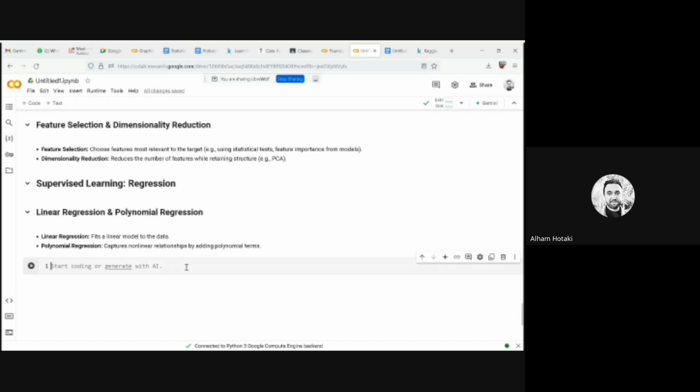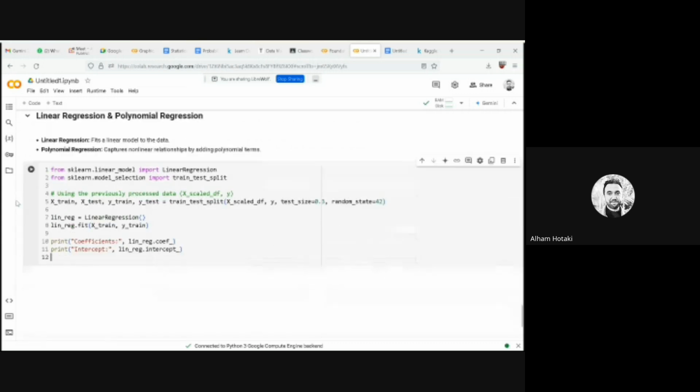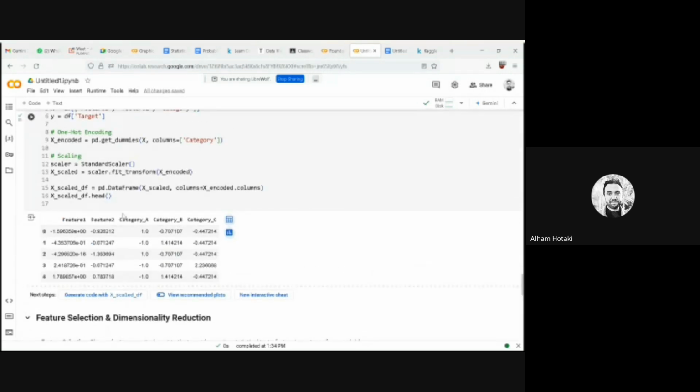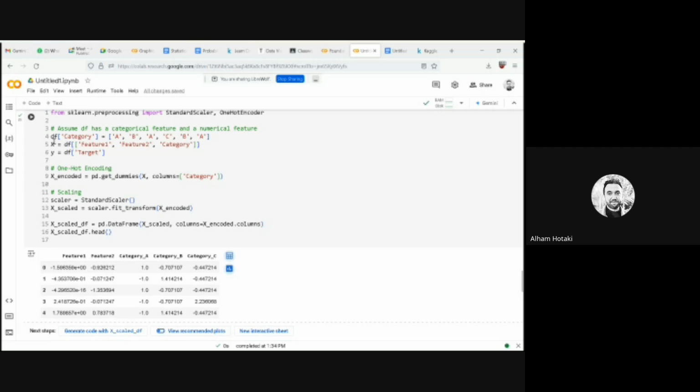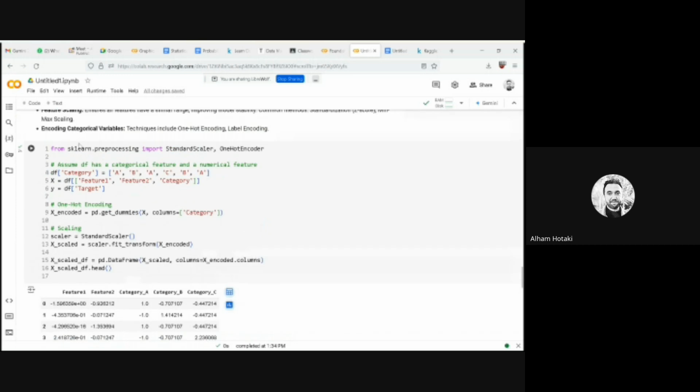Now let's try this one and see if it works. I think we have already developed these. Look, this is our X encoded. This is the data set that we have developed, the X large, and Y is the thing we want to predict. We have this data set, and it has categories and different features.